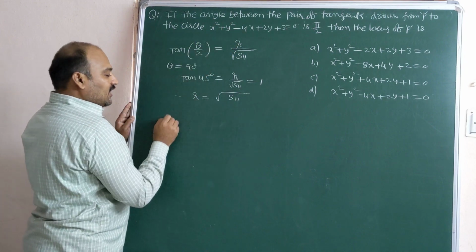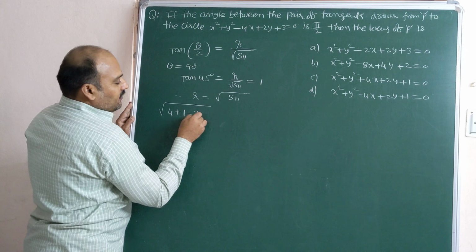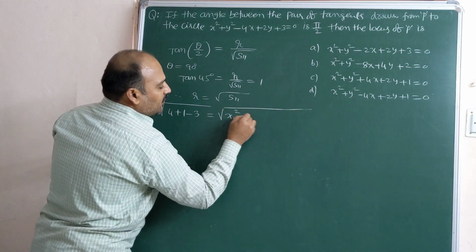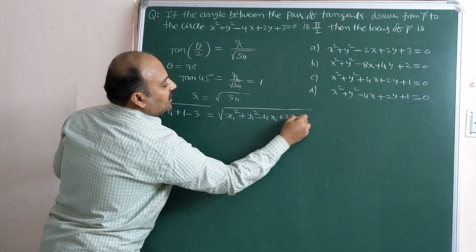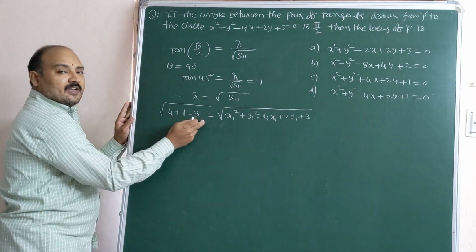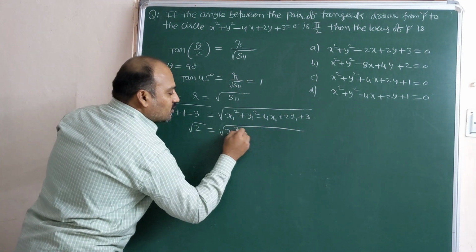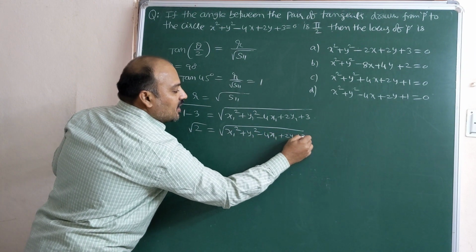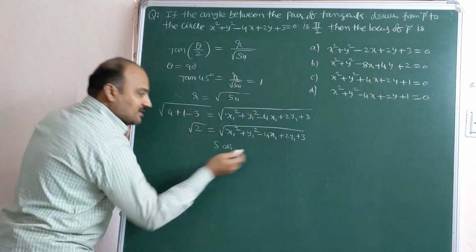What is the radius of this circle? Root of g square plus f square minus c. Root s11, x1 square plus y1 square minus 4x1 plus 2y1 plus 3. 5 minus 3 is 2. So 2 root 2 equal to root x1 square plus y1 square minus 4x1 plus 2y1 plus 3. Squaring on both sides, root 2 will come, now 2 we can take aside.